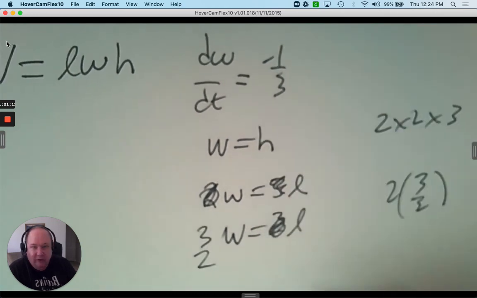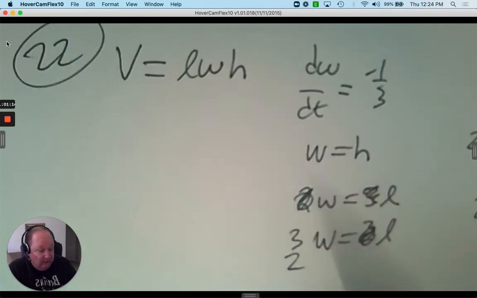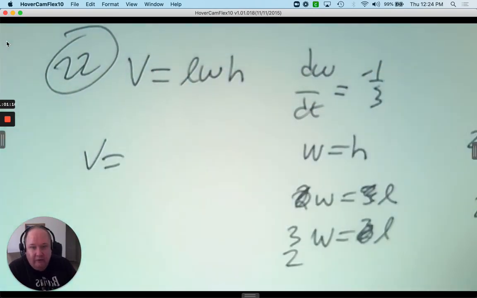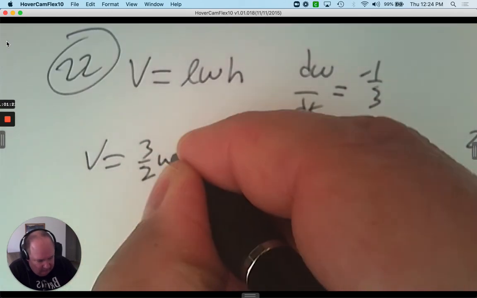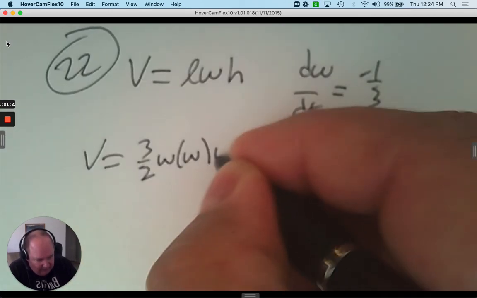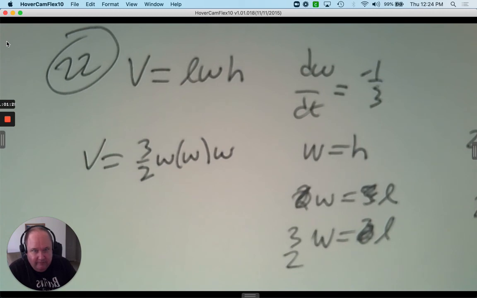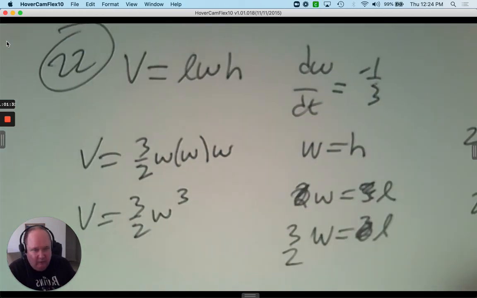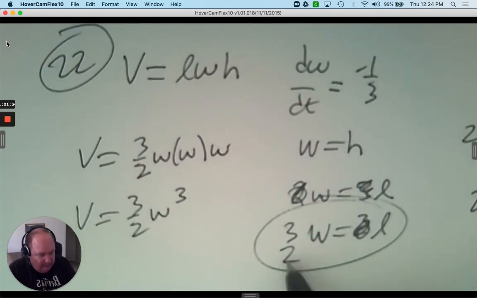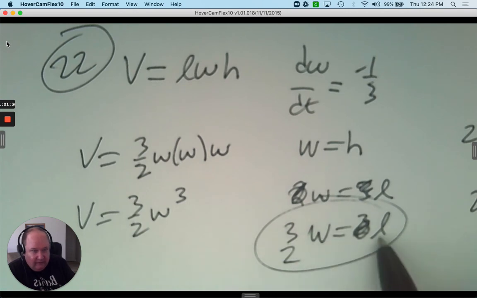So I need to know that relationship. I'm going to change this all in terms of width. The length is 3/2 the width, and the height and the width are the same number. So put this together, you get 3/2 W cubed. I know, the hardest part was to see the relationship between the width and the length as it melts.